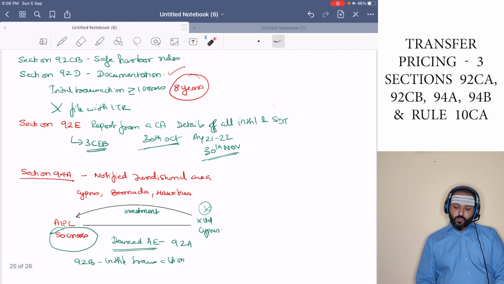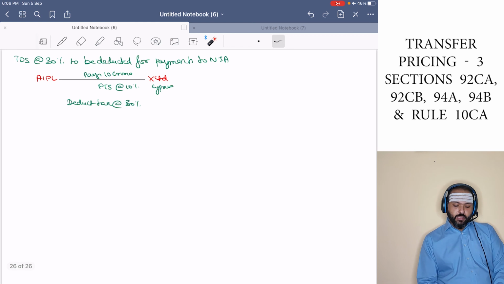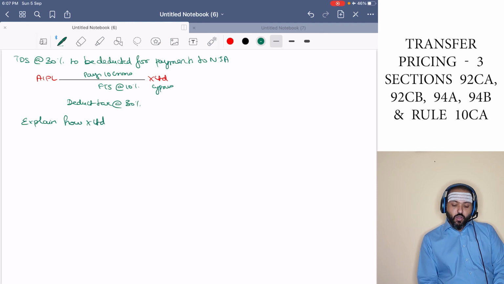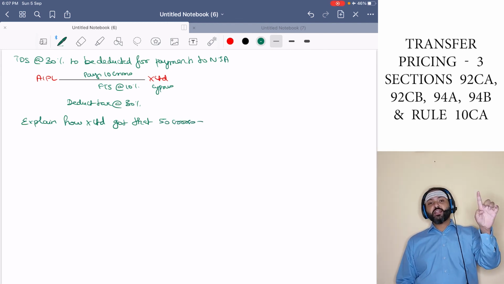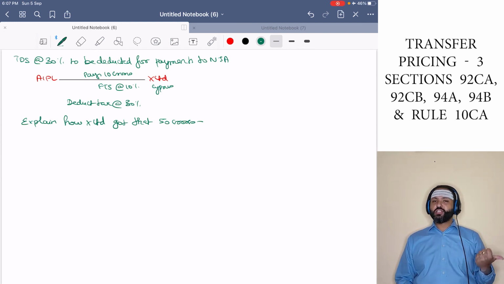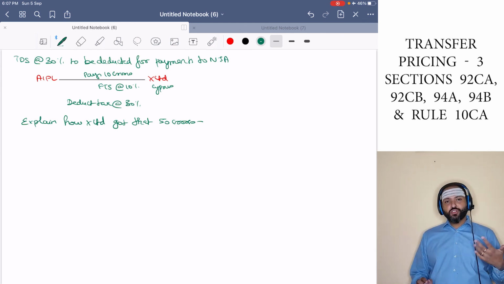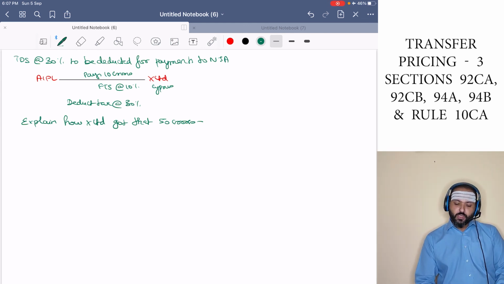Come back to this example. Now, in this example, the AO will go to the assessee and tell, explain how X Limited got that 50 crores. So what are they asking? Explain the source of income for the entity located in the NJA. You will have to explain what is the source of income for that entity.